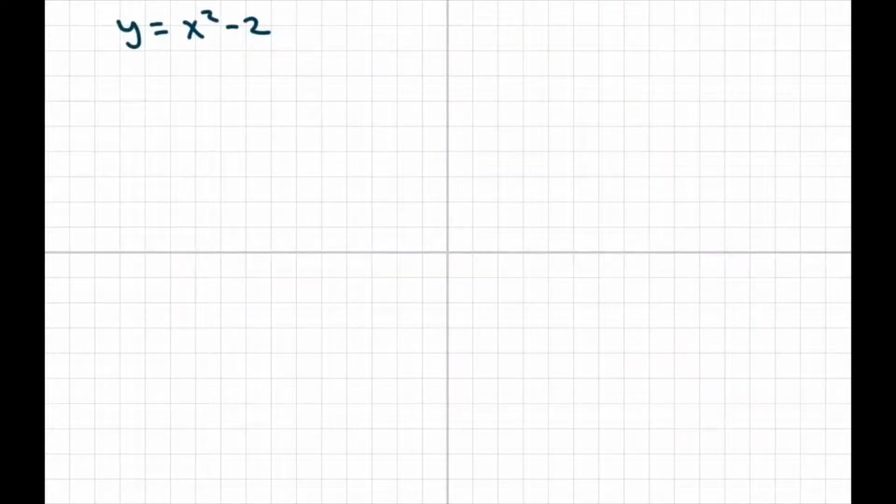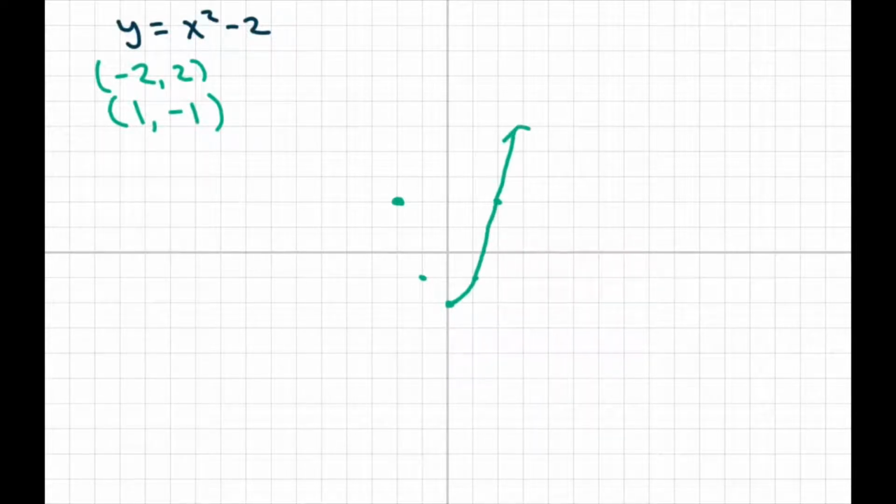So we had -2 maps to 2, 1 maps to -1. Let's plot that. -2 maps to 2, and 1 maps to -1. 2, 3, 4, 1, 2, 3, 4. So it's something like this. Let's just graph that. Pretty easy. Whoops, let me go on this side. There. So there's your graph of that.